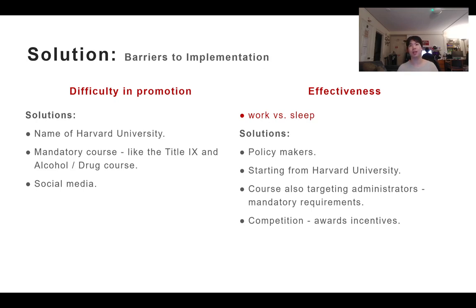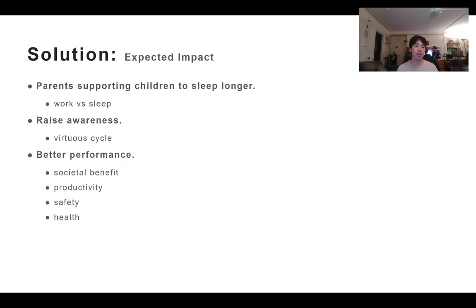So with that, people might say, "Oh, okay, I'll just ignore the work. I might get some sleep. I can get awards from sleeping. Why don't I just go to sleep?" Right? Yeah. So what about the expected impact of my solution?